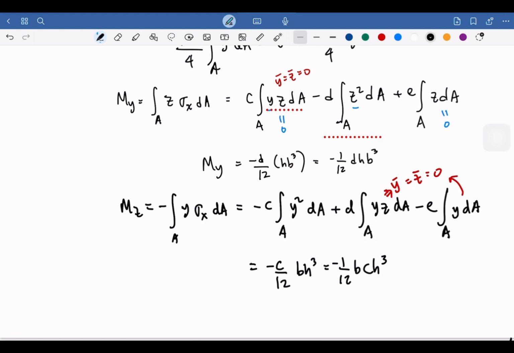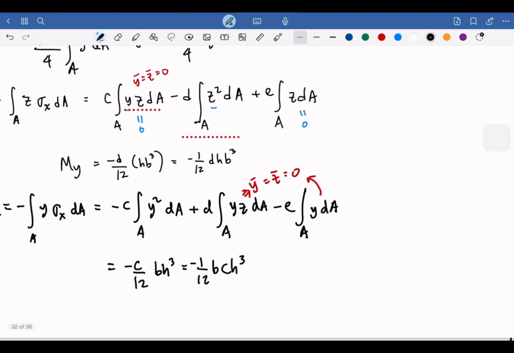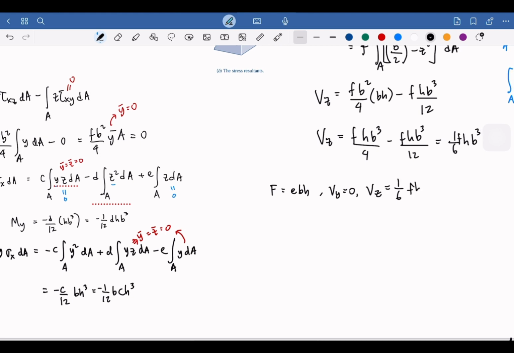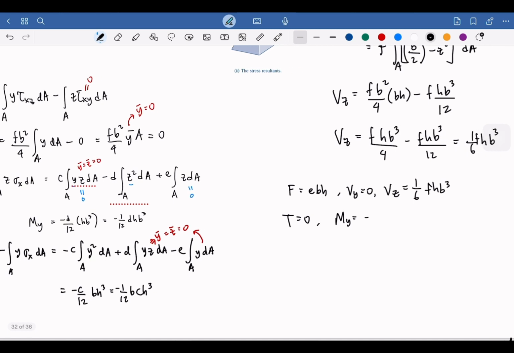So in summary, we have all the net resultants, which is the f. The phi y is 0. The phi z is 1 over 6 f h b cubed. T equals 0, M y is negative 1 over 12, and M z is also the same.